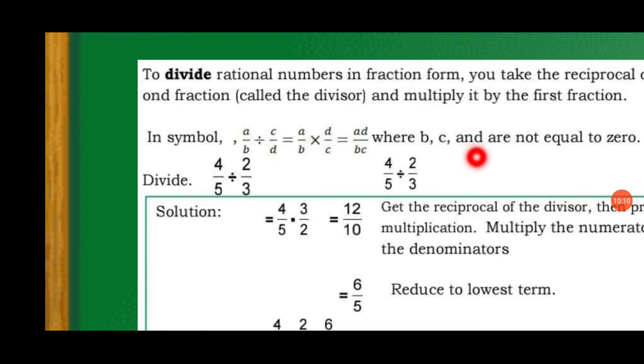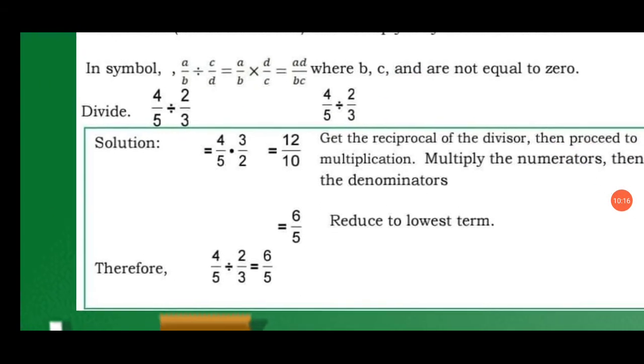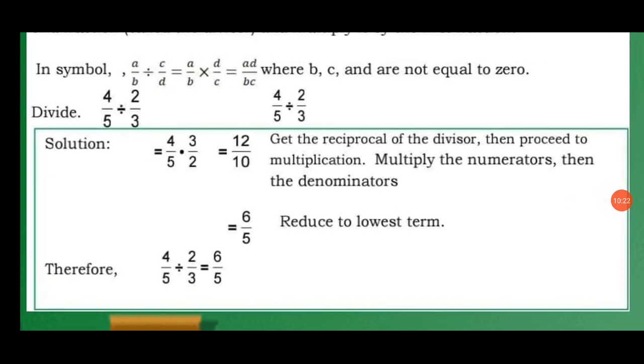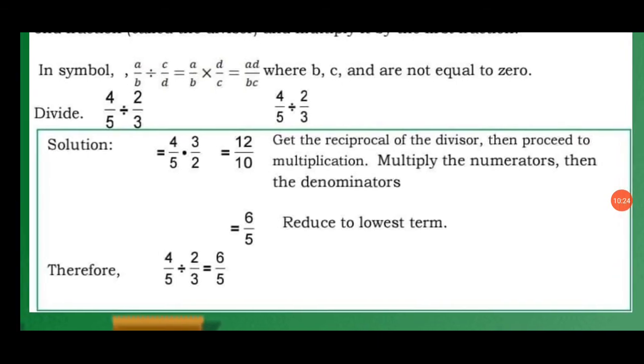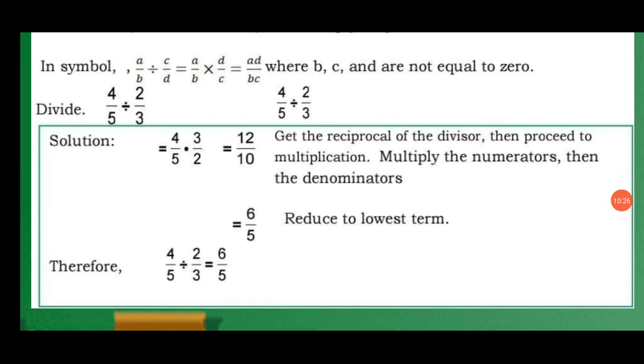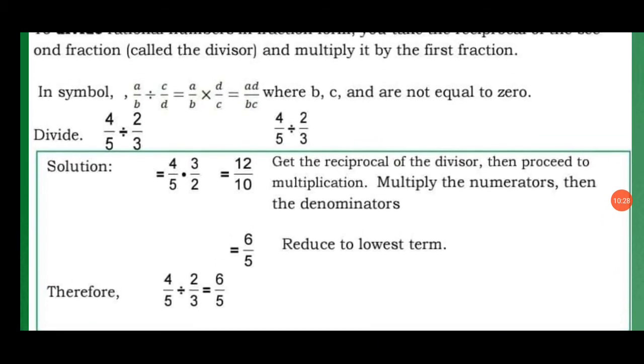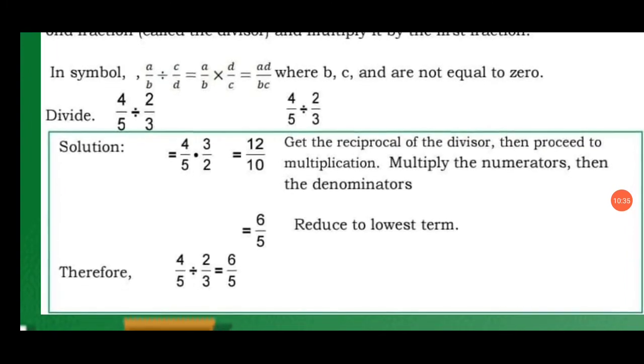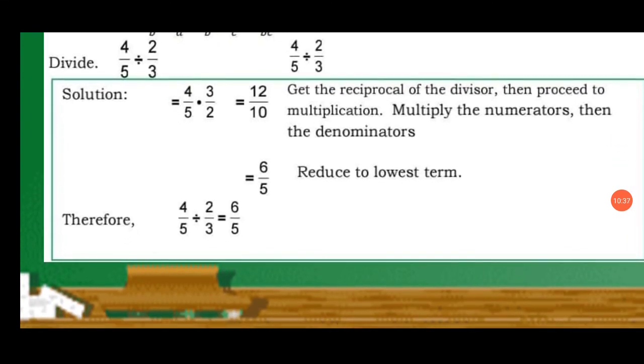So divide 4 over 5 divided by 2 over 3. Our solution is 4 over 5 times 3 over 2. So the 2 over 3 becomes 3 over 2, it is flipped. We multiply the numerators, then the denominators. So 4 times 3 is 12, 5 times 2 is 10. So 12 over 10, 12 divided by 2 is 6, and 10 divided by 2 is 5. So we have to reduce to lowest terms.